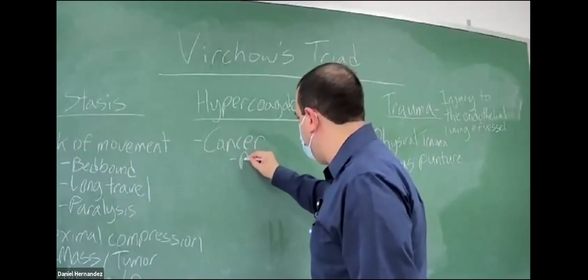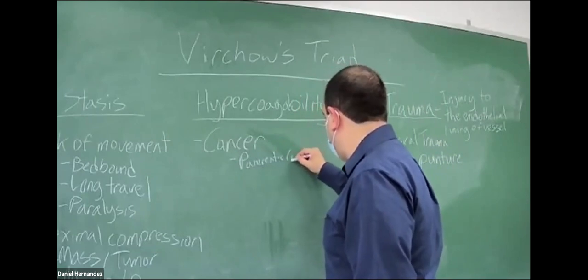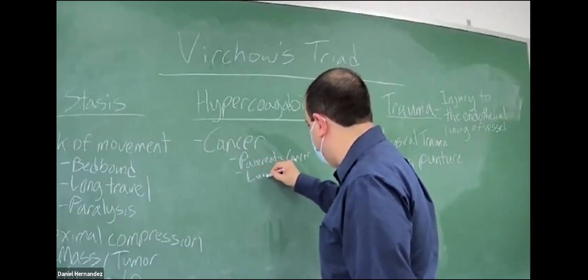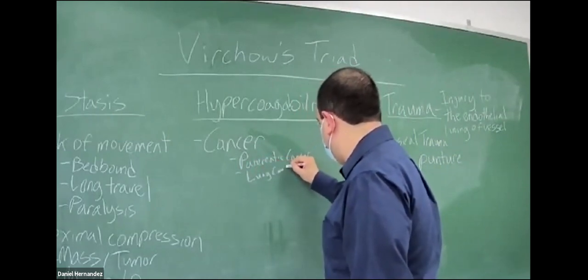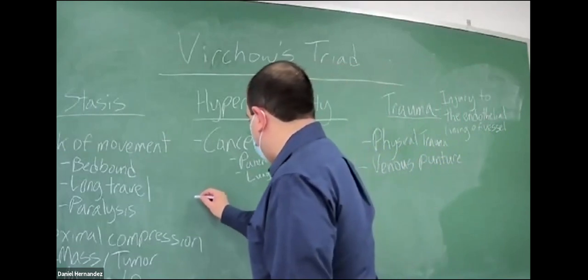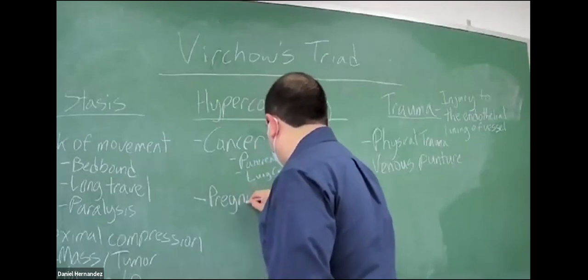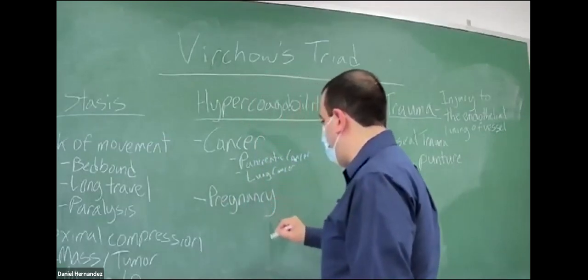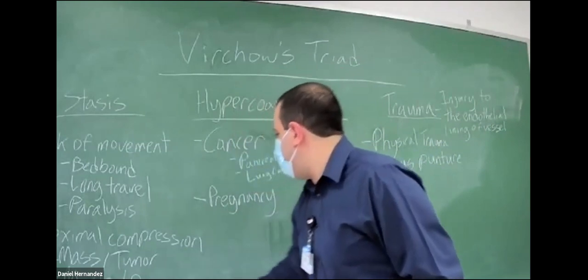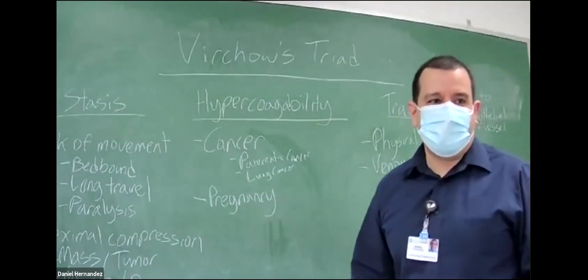We can put pancreatic cancer, lung cancer. Lung cancer is another big one. So pregnancy itself actually puts a woman in a hypercoagulable state as well. So not only do you have that baby growing, which can cause compression or stasis, the pregnancy itself puts the woman in a hypercoagulable state.